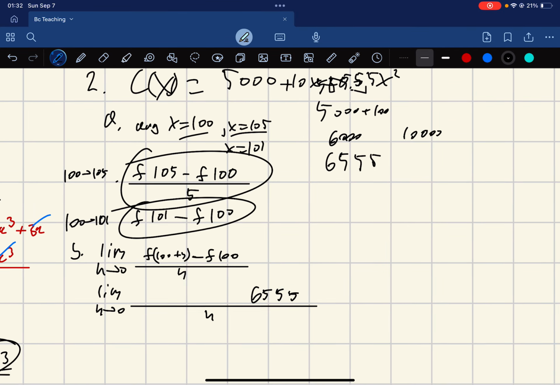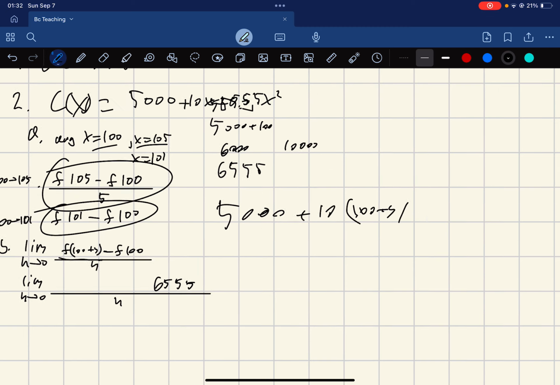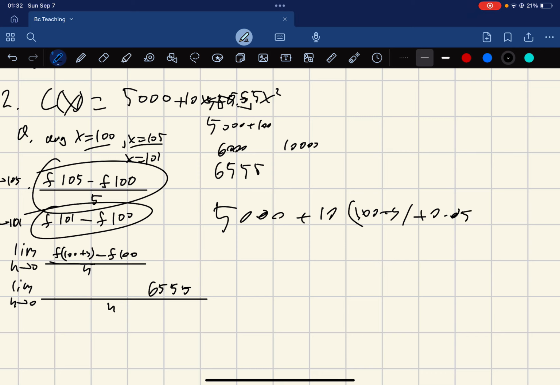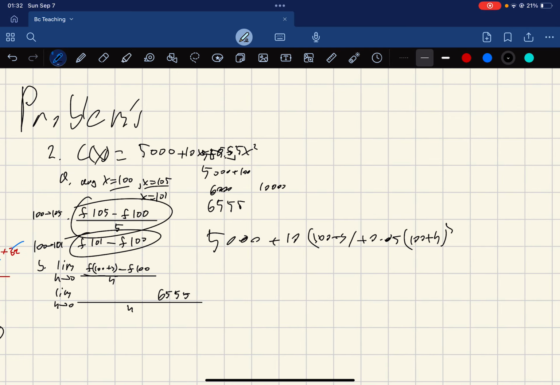And then you just find f of 100 plus h. So that would be 5,000 plus 10 times 100 plus h plus 0.05 times 100 plus h squared. Okay, you get the idea. And then you just solve it. And that tells you, oh, it is cost. That tells you the cost for making 100 products, basically.